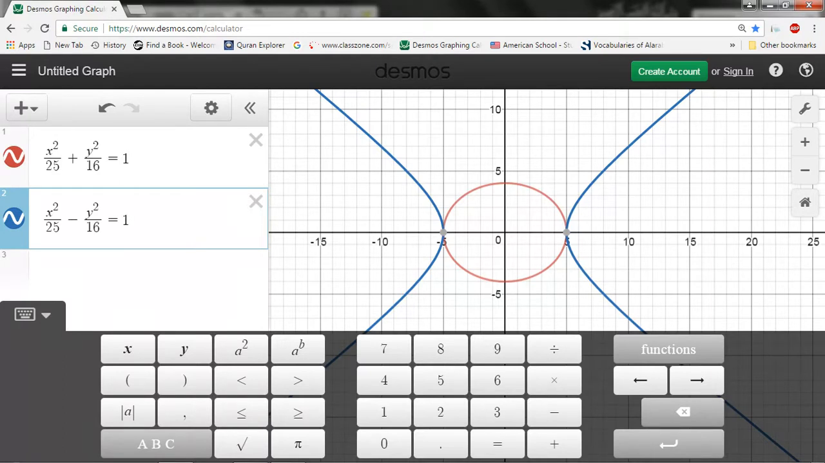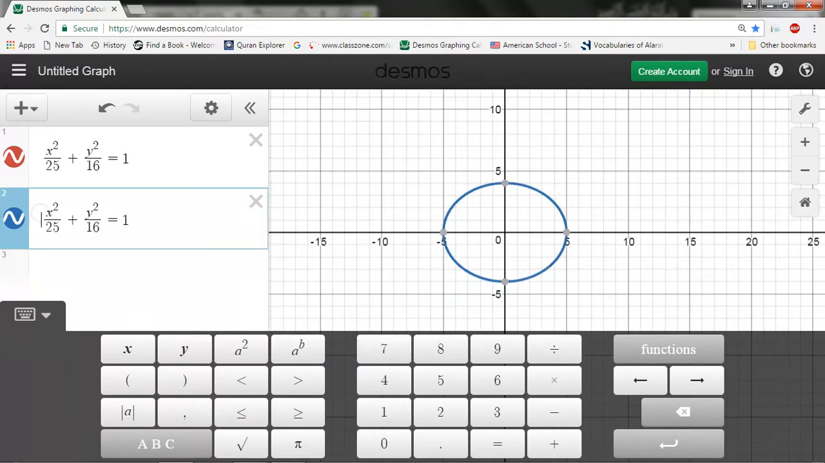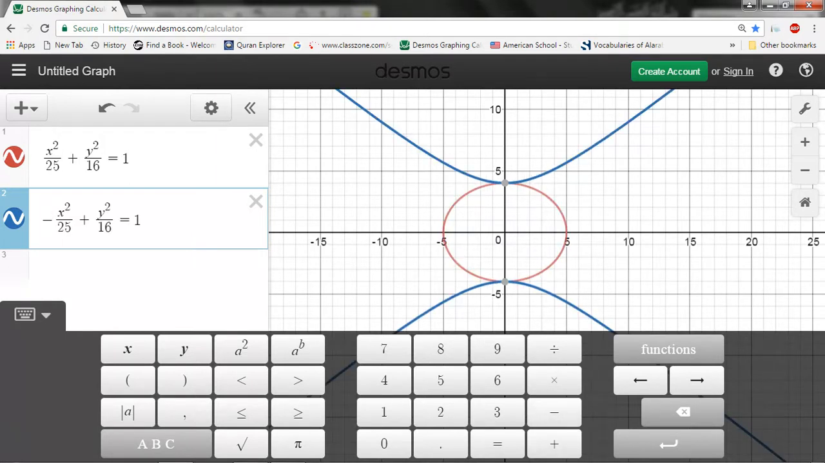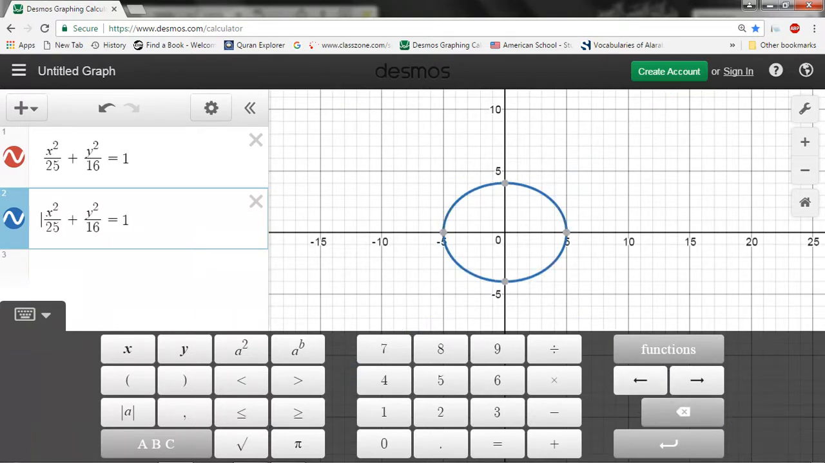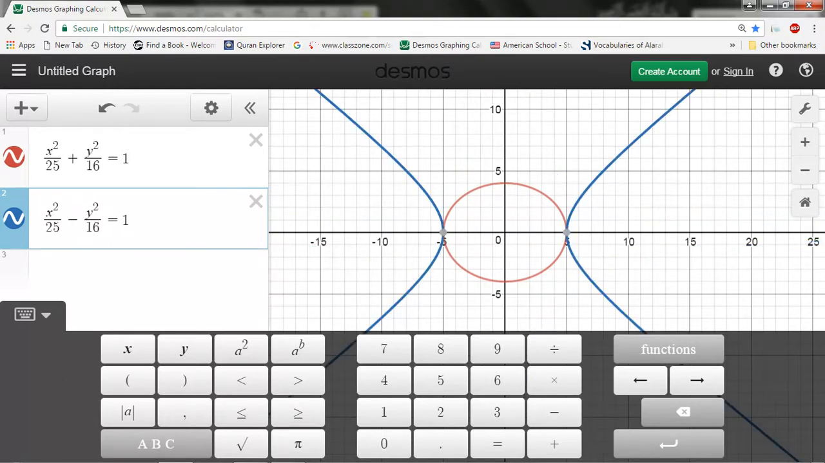Now I'm going to switch this to a positive sign, like this. Observe what happens. Now they're the same equation. Now observe what happens if I put a negative sign in front of the x. It's another hyperbola. That is the difference between a hyperbola and an ellipse: in an ellipse, both the x and y terms are positive. In a hyperbola, one or the other, either the x or the y term, is negative. And that is the difference between ellipse and hyperbola in terms of their equations.